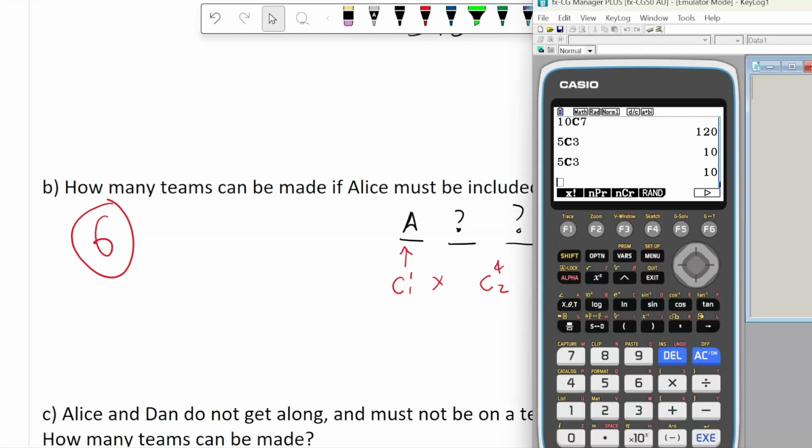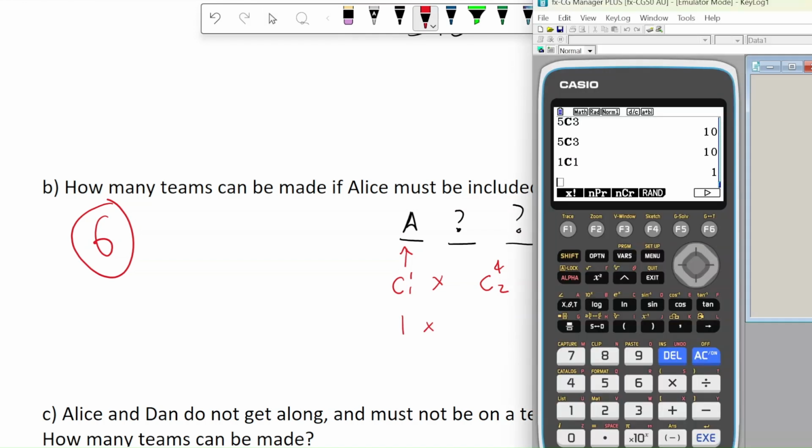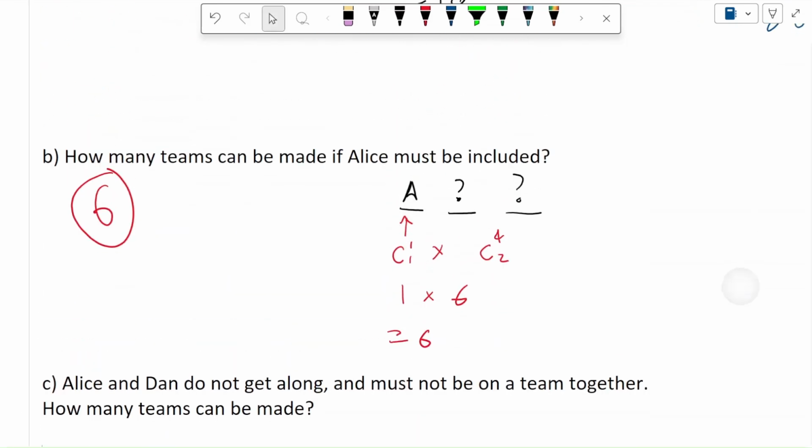So C11. So 1 nCr and 1. How many ways do I choose 1 spot for 1 person? There is 1 way to do that. And how many ways can I fill 2 spots with 4 people? So for 4 nCr 2, there are 6 ways to do that. So it's 1 times 6, which is 6. Done. Okay, which matches what we got from the list.